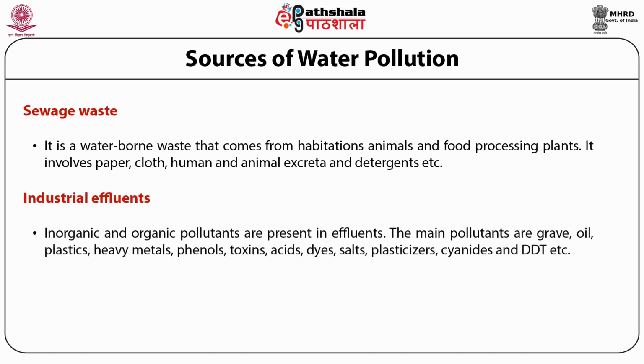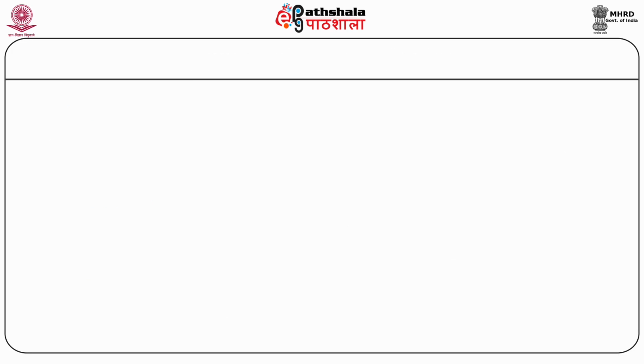The inorganic and organic pollutants are present in effluents. The main pollutants are oil, plastics, heavy metals, phenols, toxins, acids, dyes, DDT, plasticizers, cyanides, and the list is endless. Also, the detergents which we use for washing and bathing are pollutants. Then, what are the effects of water pollution?